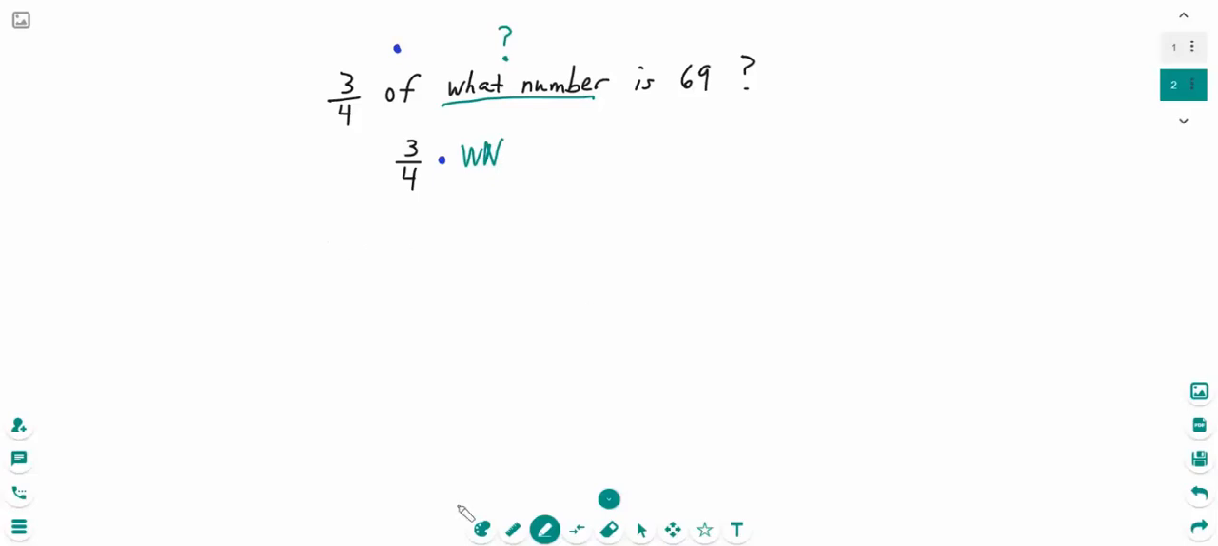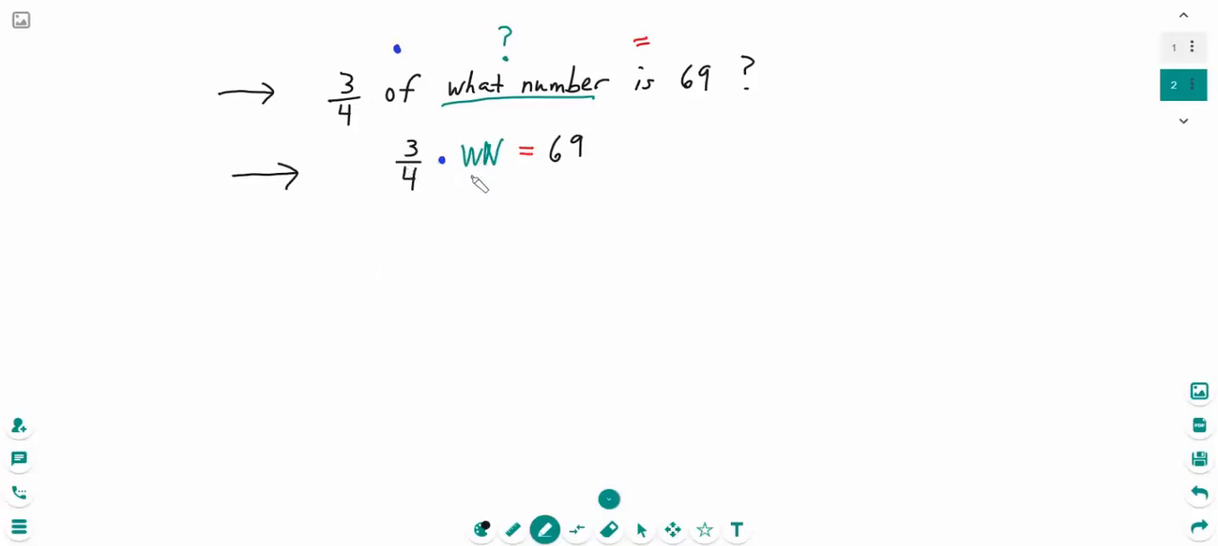Okay? And then we've got "is." So 3/4 of what number is? Well, "is" is equal, right? So we can write that. Equals, and then we have just a number, which we can definitely put in the equation, 69. And lo and behold, we end up with an equation. So here we have it in word form, 3/4 of what number is 69. This you could also read as 3/4 of what number equals 69.